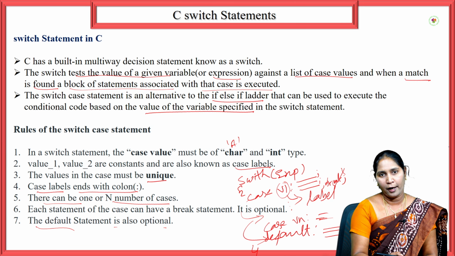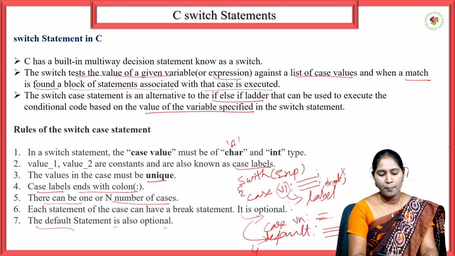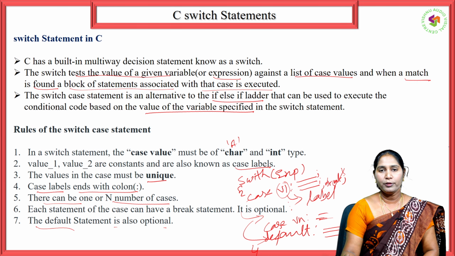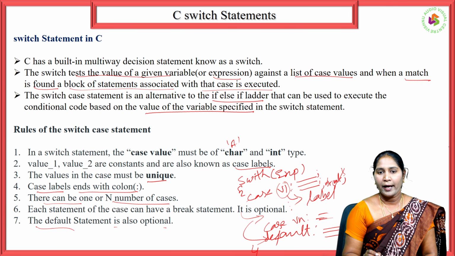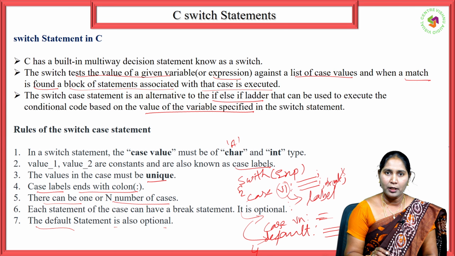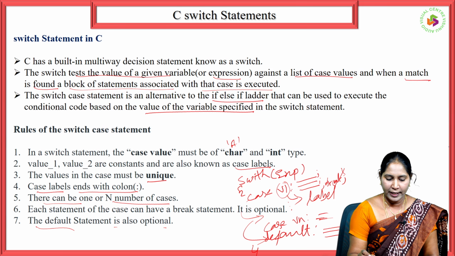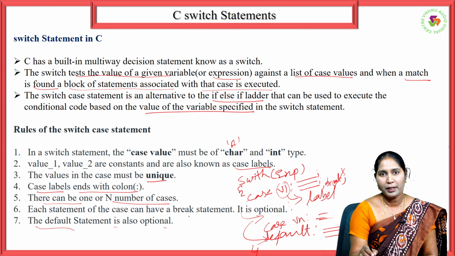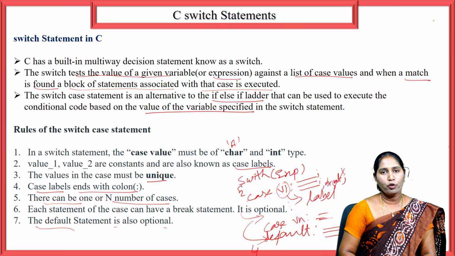And these are the 7 different rules that you have to follow for writing a switch statement program. What is the first one? You have to use the switch keyword to write the switch statement. Then each switch consists of case values, and each case value should be either a character or an integer. Each value should be a constant, and there should not be redundancy of data. Case value 1 and case value 2 are specified as case labels, and each value should be unique. Every case should be terminated with a colon, and there can be one or n number of cases. Each case can use the break statement, and it is optional. And finally, we can also use the default statement. These are the 7 rules that you have to follow if you want to write any program by making use of switch statements.